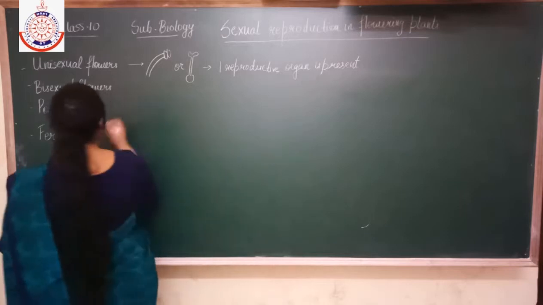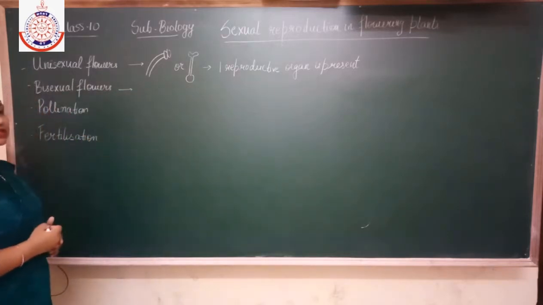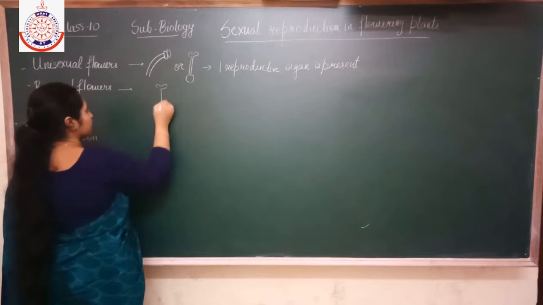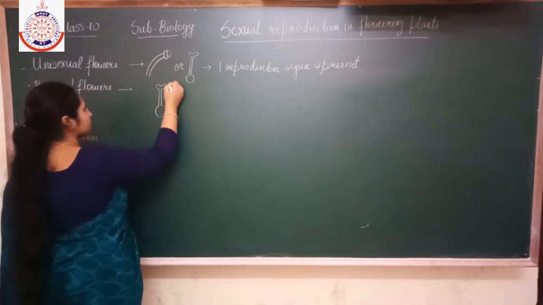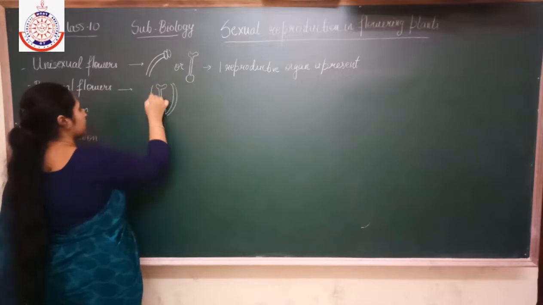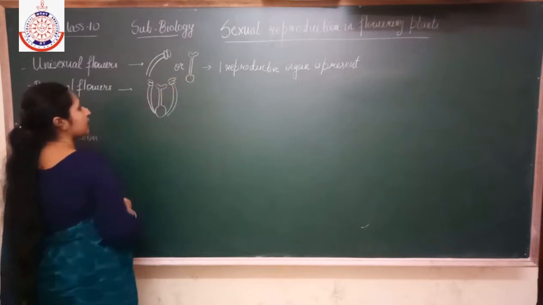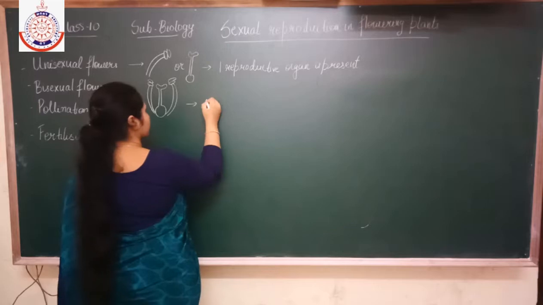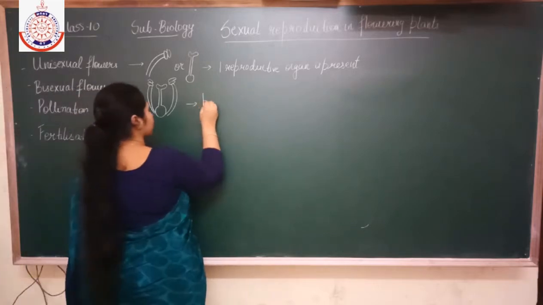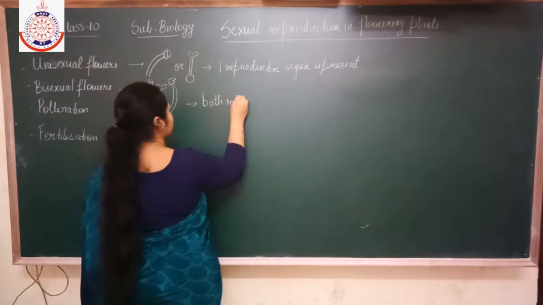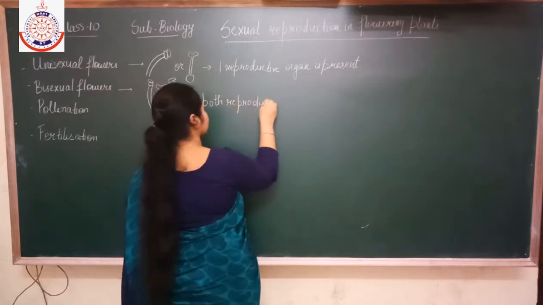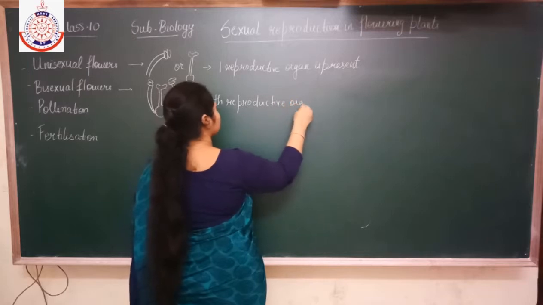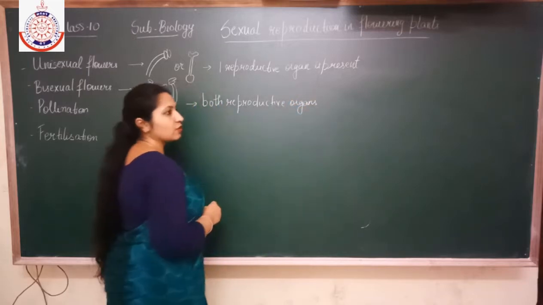And next, bisexual flowers. Bisexual flowers means that the flower contains both the female organ and the male part. That means stamen and carpel both are present in one flower. So they are known as bisexual flowers. It means both reproductive organs are present. Okay.